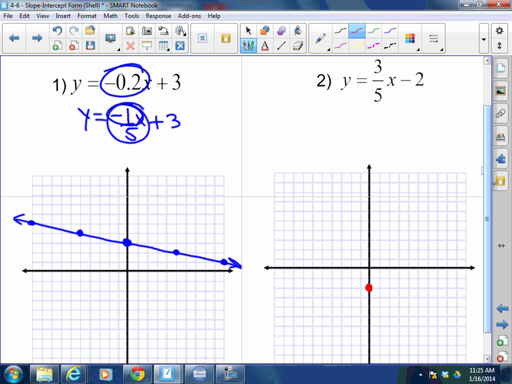3/5. So I'm going to go up or rise 1, 2, 3. Run 1, 2, 3, 4, 5. Always to the right unless going backwards. Up 1, 2, 3 over 1, 2, 3, 4, 5 to the right. Now I'm going to go backwards. So I go back to my y-intercept. Down 1, 2, 3 over 1, 2, 3, 4, 5 to the right. Connect the dots. Bing, bang, boom. I'm done.